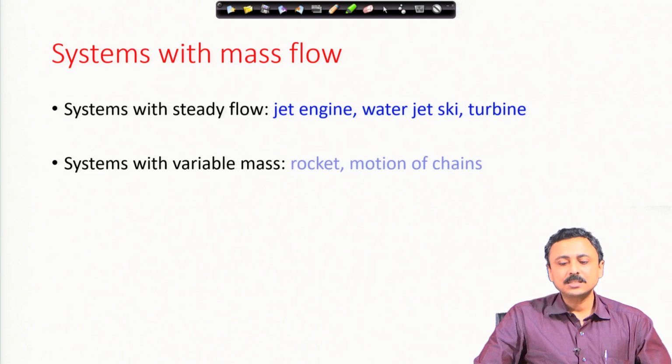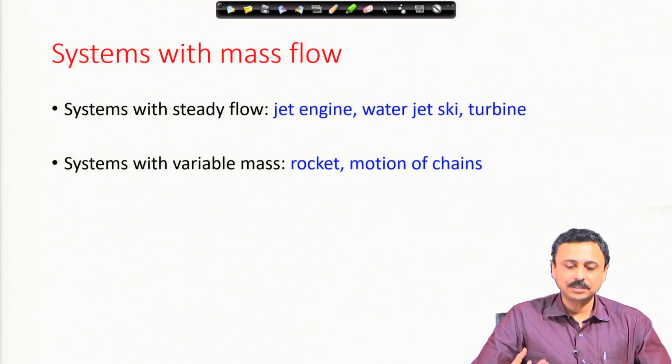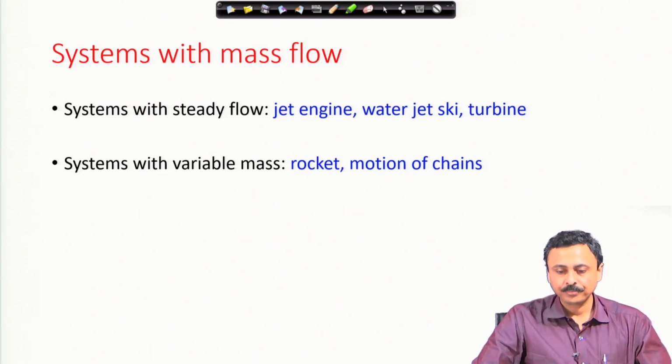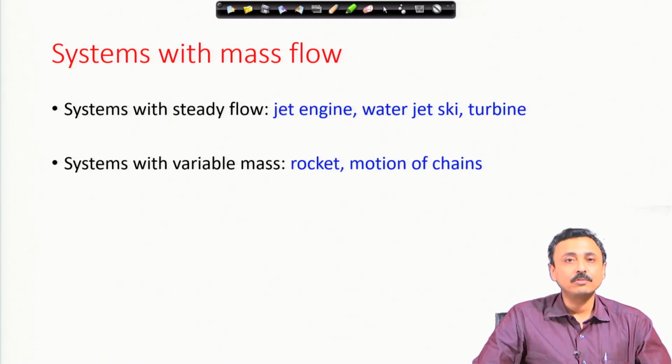Systems with variable mass, the first example that should come to mind is a rocket. It does not take in air; it carries its own fuel, it carries oxygen, everything it carries, and it just ejects that. There is combustion and there is ejection. So, mass is ejected, and that becomes a variable mass system. Then motion of chains, this we are going to look at with examples, how chains can be systems with variable mass.